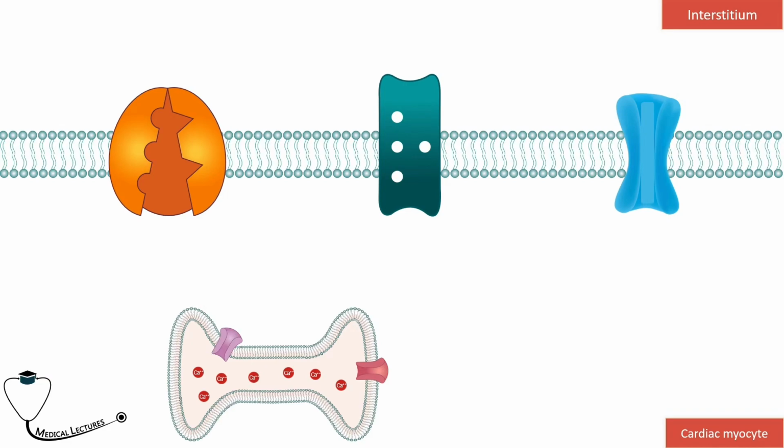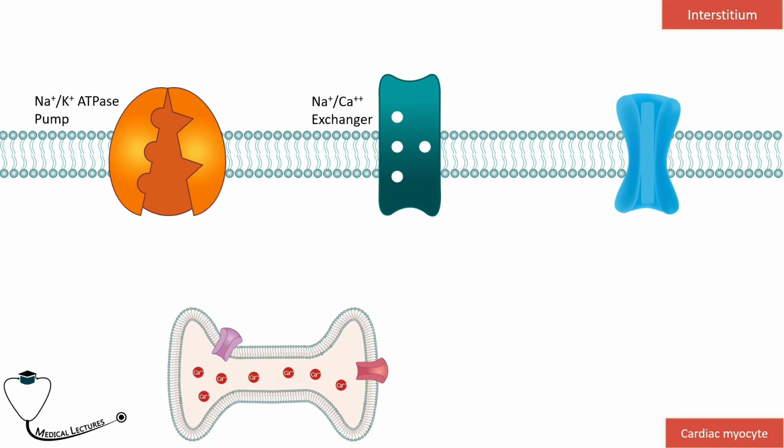On the plasma membrane, you can see a sodium-potassium ATPase pump which maintains low sodium inside the cell by transporting sodium outside against its concentration gradient by utilizing energy stored in ATP, and a sodium-calcium exchanger which removes 3 sodium ions in exchange for 1 calcium ion at the expense of energy stored in the sodium gradient.